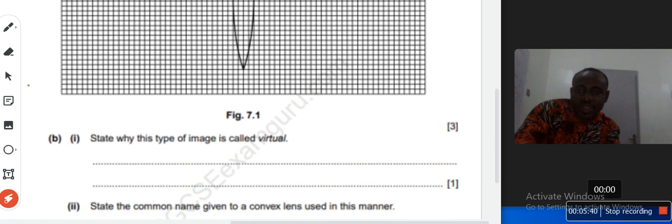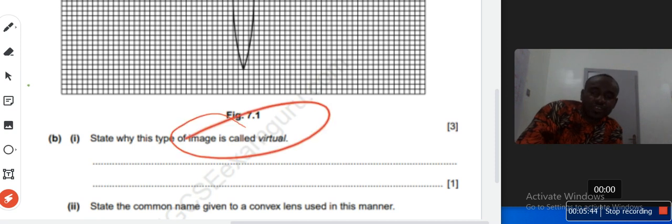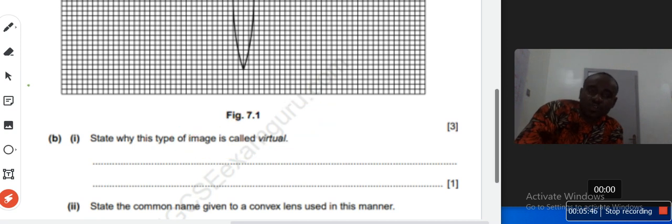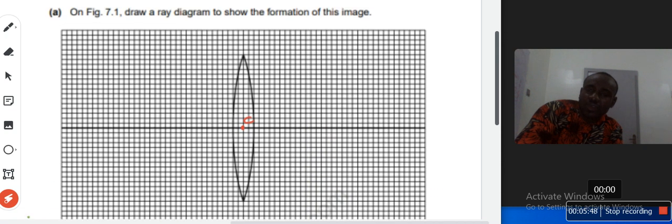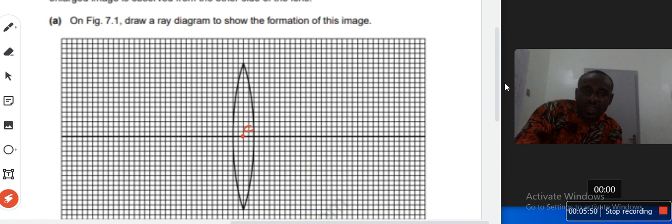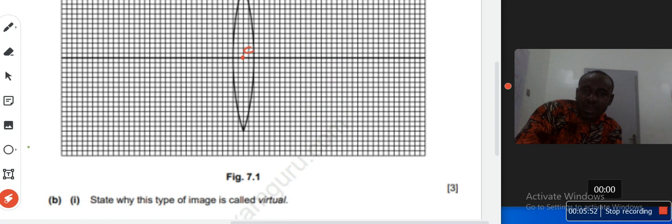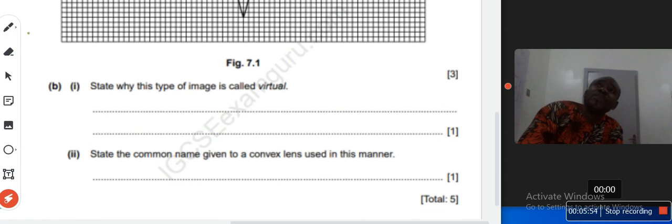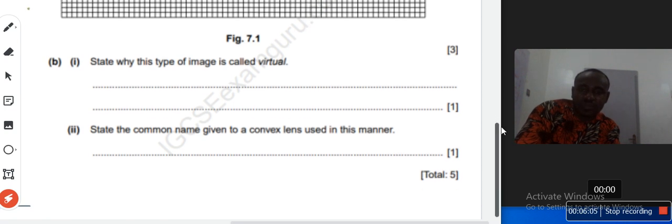So it says state why this image is called virtual. It's called a virtual image because the rays do not actually meet where the image is formed, so it cannot be captured on a screen, like we already discussed about virtual and real images. Real images can be captured on a screen because the rays actually meet there, but virtual images cannot be captured on a screen because the rays do not actually meet where the image is formed.